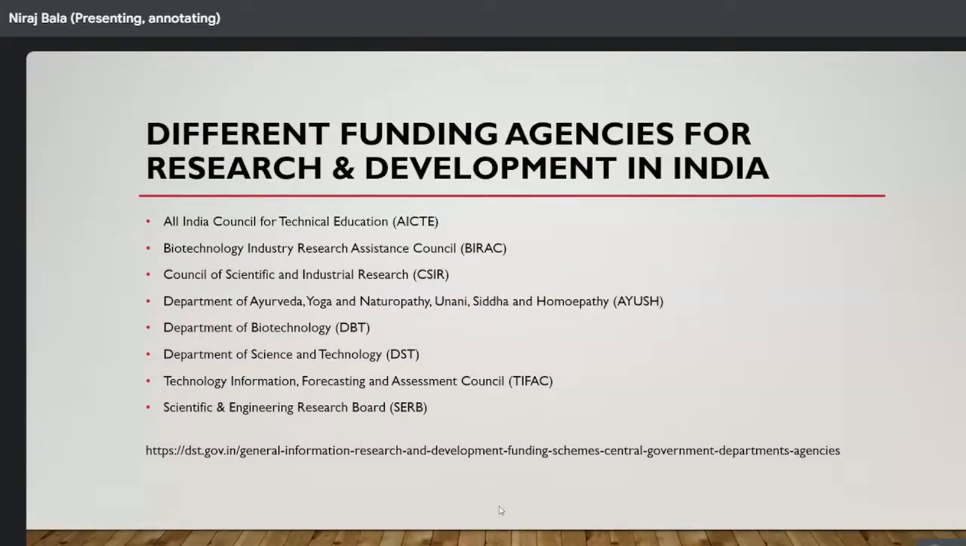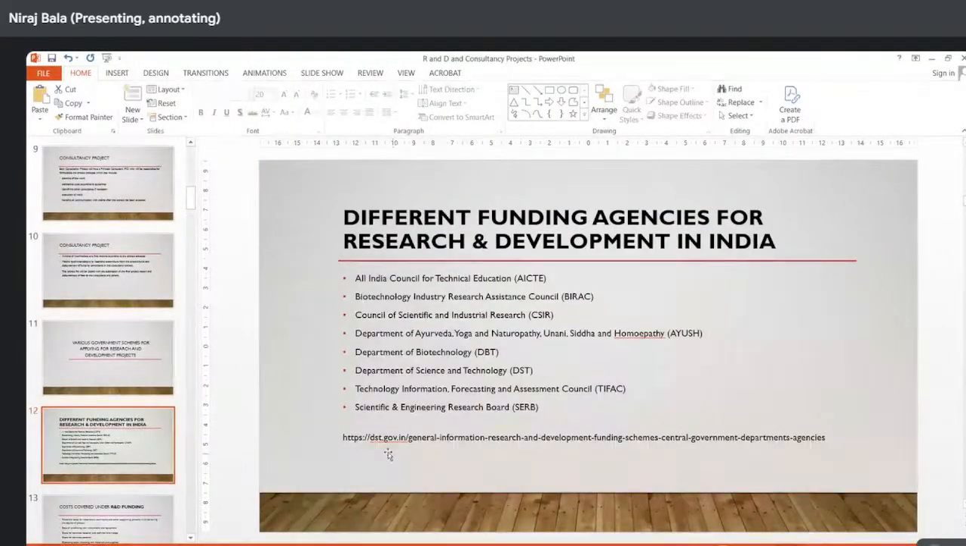Department of Biotechnology. Participants, today a lot of work is being done in biotechnology. Two things are foremost: artificial intelligence and biotechnology. Department of Science and Technology, TIFAC, Science and Engineering Research Board, SERB. So just to make it simpler, I have taken these.